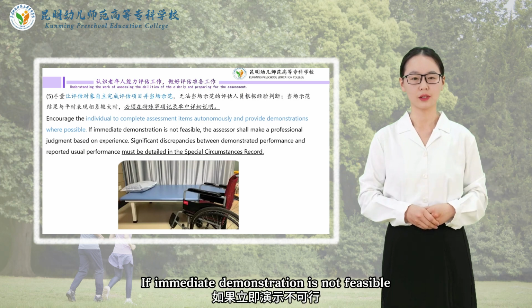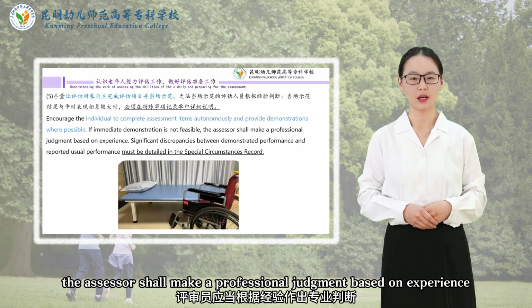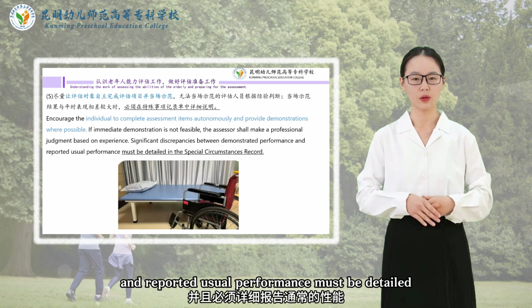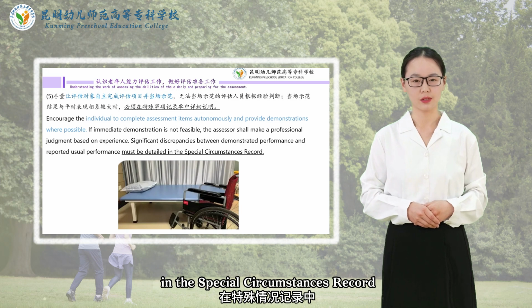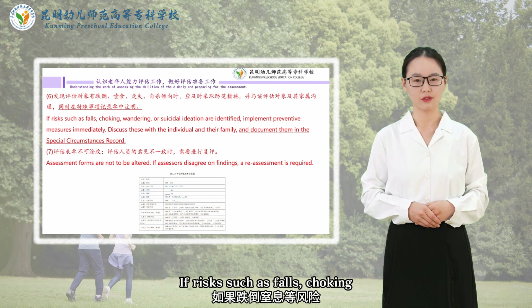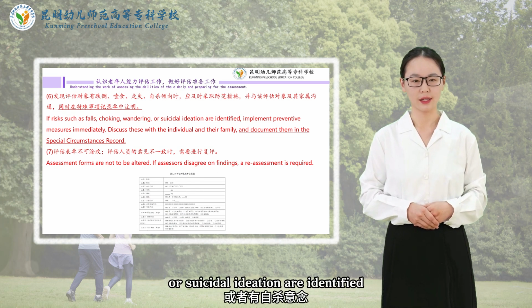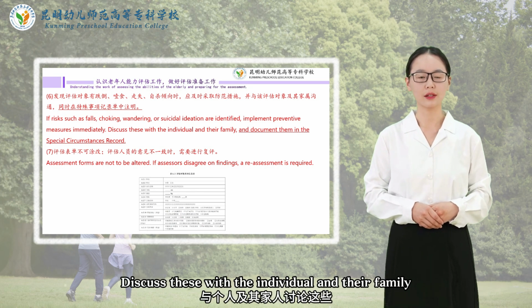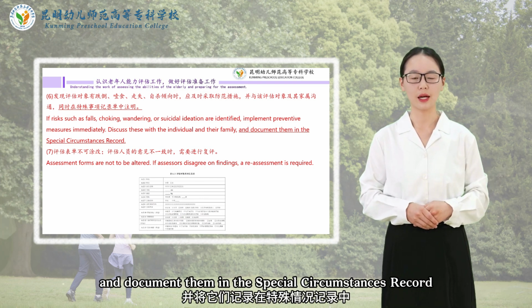If immediate demonstration is not feasible, the assessor shall make a professional judgment based on experience. Significant discrepancies between demonstrated performance and reported usual performance must be detailed in the special circumstances record. If risks such as falls, choking, wandering, or suicidal ideation are identified, implement preventive measures immediately. Discuss these with the individual and their family and document them in the special circumstances record.